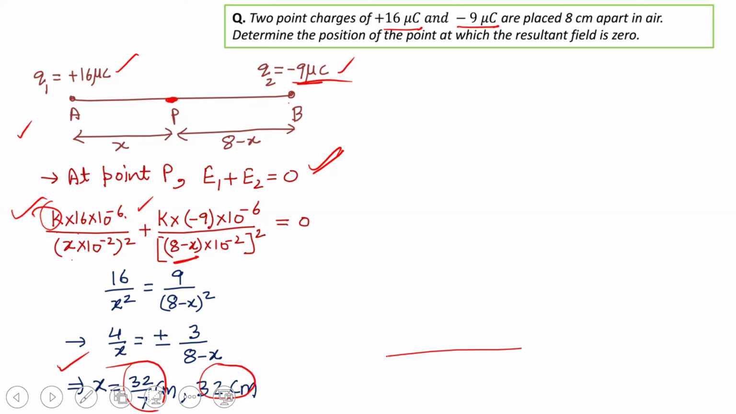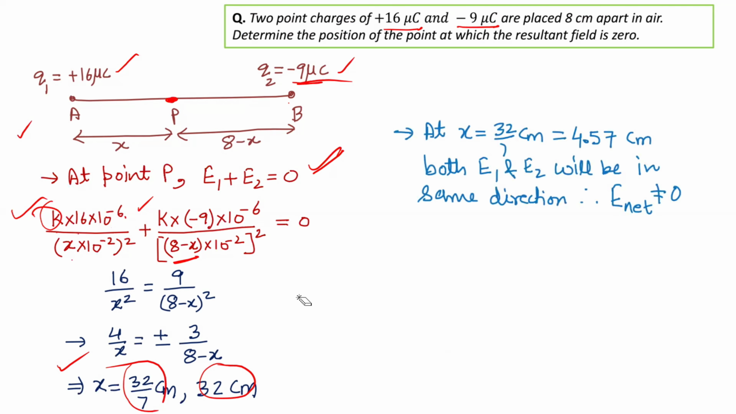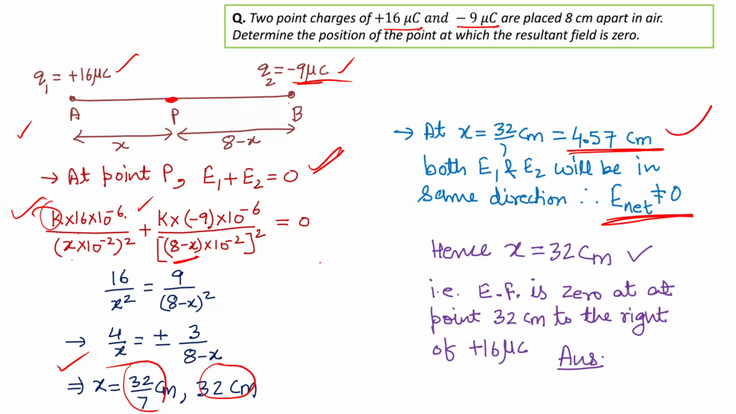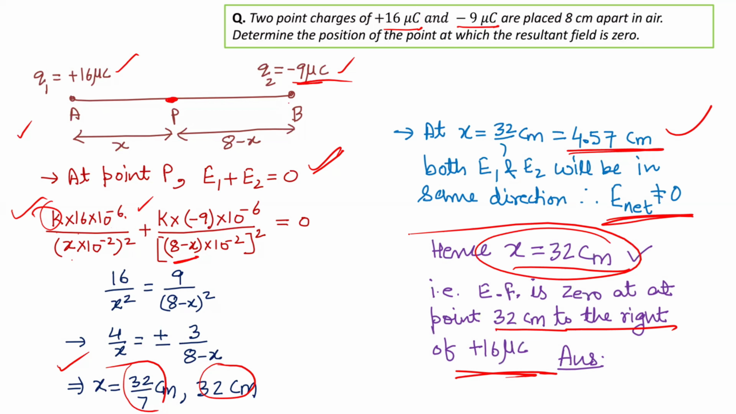Now see the magic here. At x equal to 32 by 7 centimeter, that is 4.57 centimeter, both E1 and E2 will be in the same direction. So E net is not equal to 0. Okay, so that value shall be discarded. And hence we shall take x equal to 32 centimeter, that is, the electric field is 0 at a point that is 32 centimeter to the right of plus 16 microcoulomb. So the correct answer is this, the 32 centimeter.